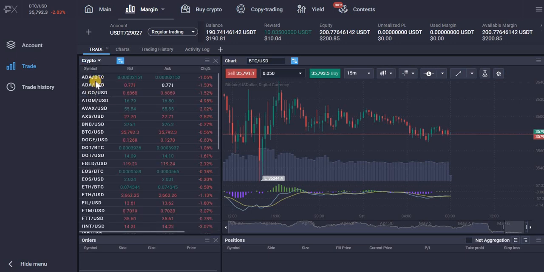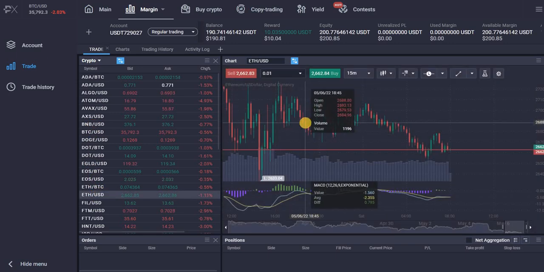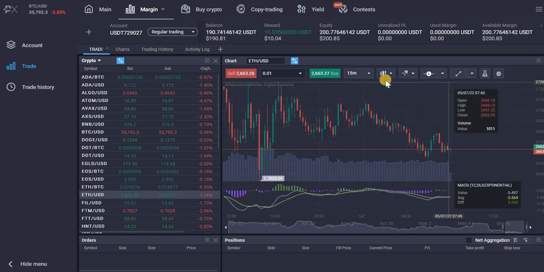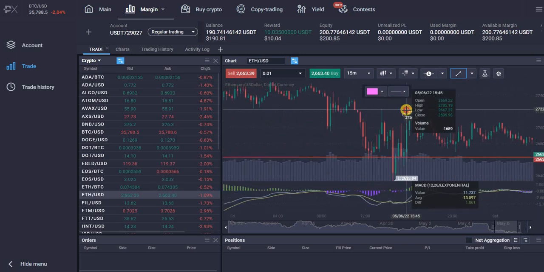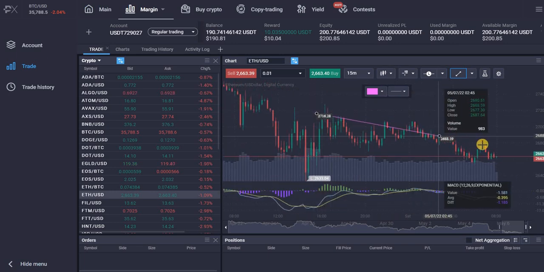For me to start trading, I can select any of these trading pairs. Right now, let's click on Ethereum. This is the Ethereum price chart. Now, on this price chart, you can draw several lines and use this to trade. For example, you can draw a trend line in this price chart to assist you with your technical analysis.